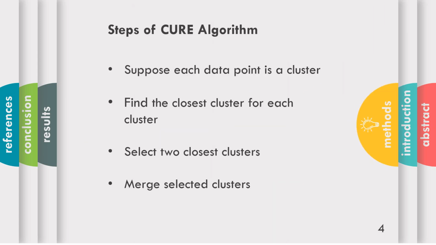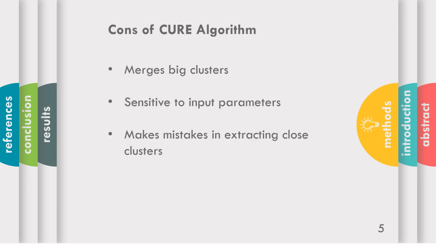CURE algorithm is an agglomerative hierarchical clustering algorithm, so it follows a bottom-up approach. In the first steps of this algorithm, each data point is considered as a cluster which contains only one data point. Then, for each cluster, the closest cluster is calculated by using representative points of clusters. After that, the two closest clusters, which have the shortest distance, are selected, and bigger clusters are built by merging the selected ones.